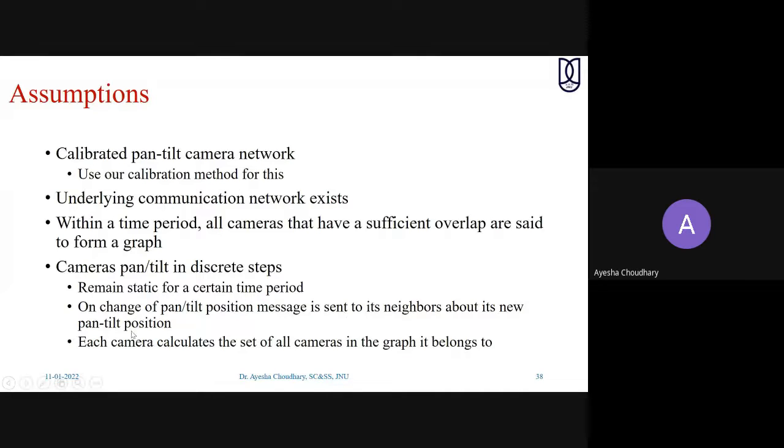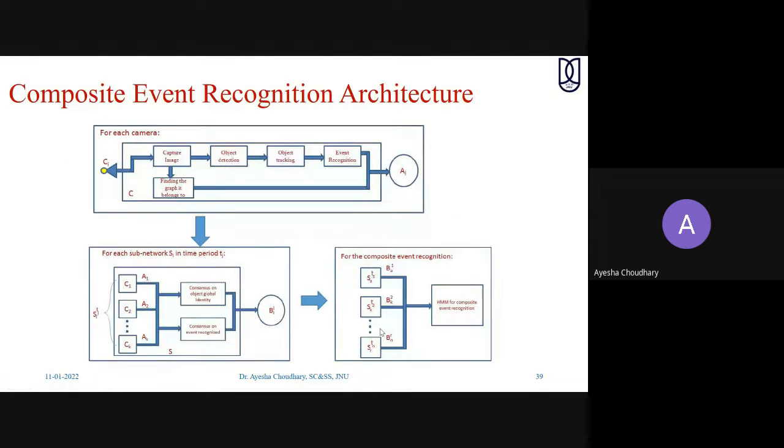And when it does that, it needs to now know which cameras are there in its subnetwork. So once it pans and tilts, it sends a message to all its neighbors about its new pan-tilt position. And then it also needs to find out which is the clique, or which is the complete subgraph, that it is forming. So this is sort of the event architecture that we have: each camera will capture the image, find the graph that it belongs to. It does things like object detection, tracking, and event recognition.